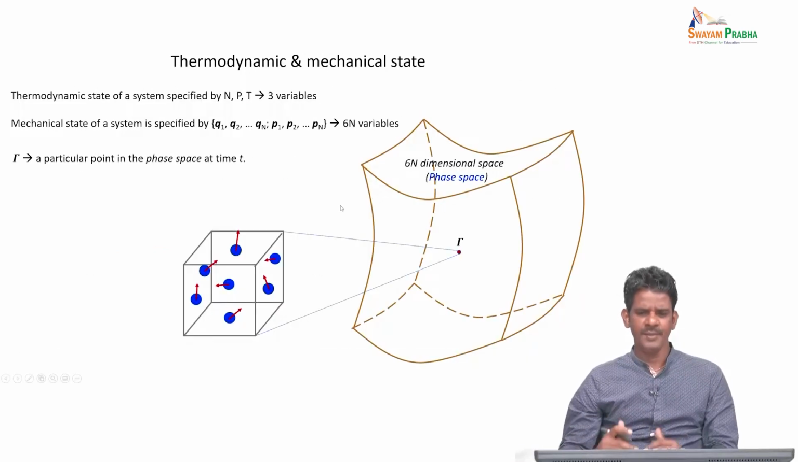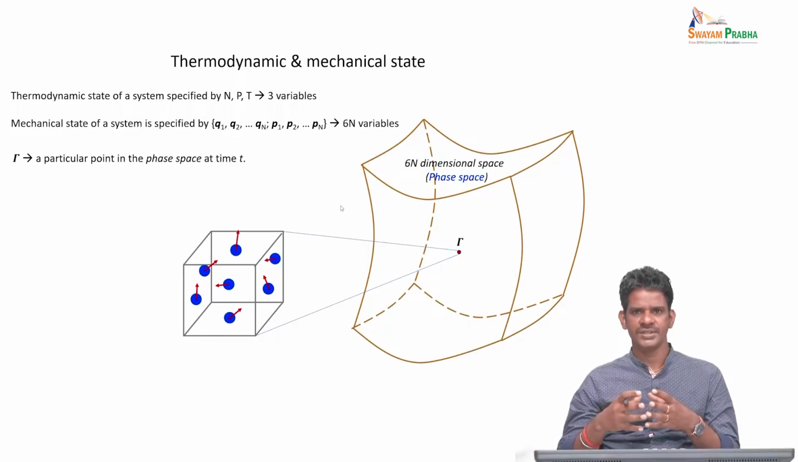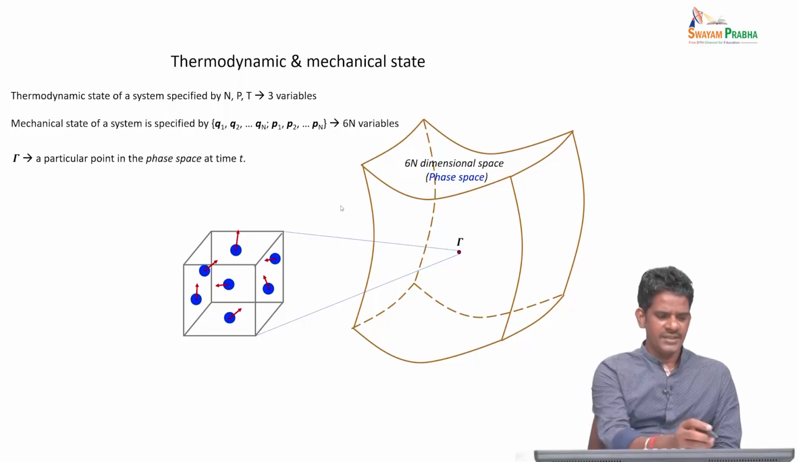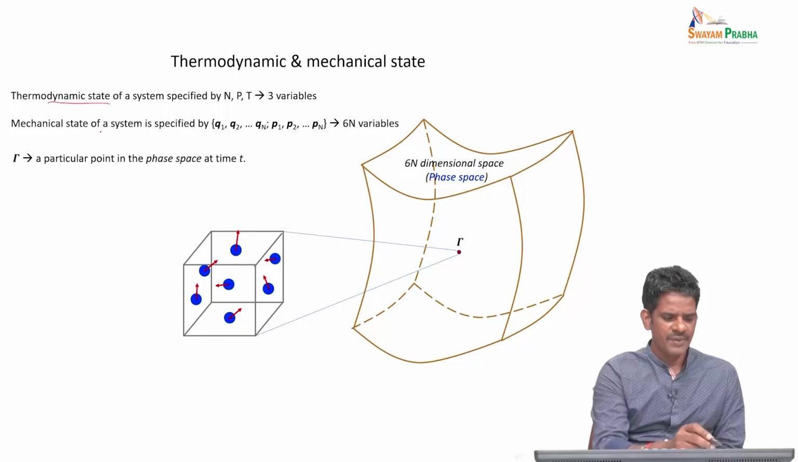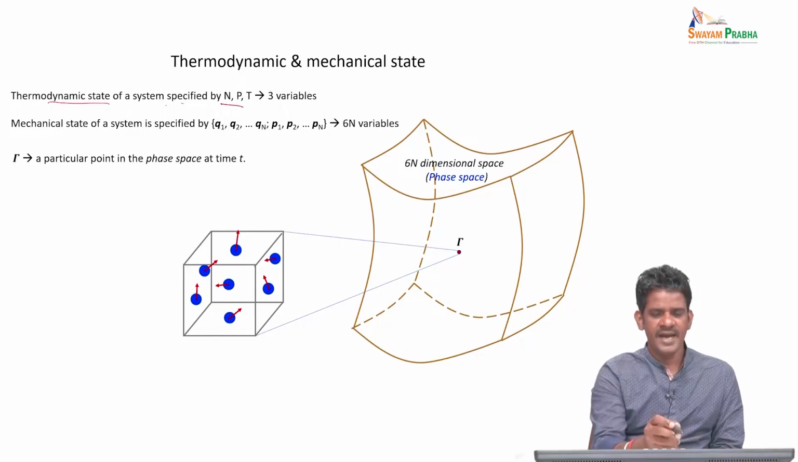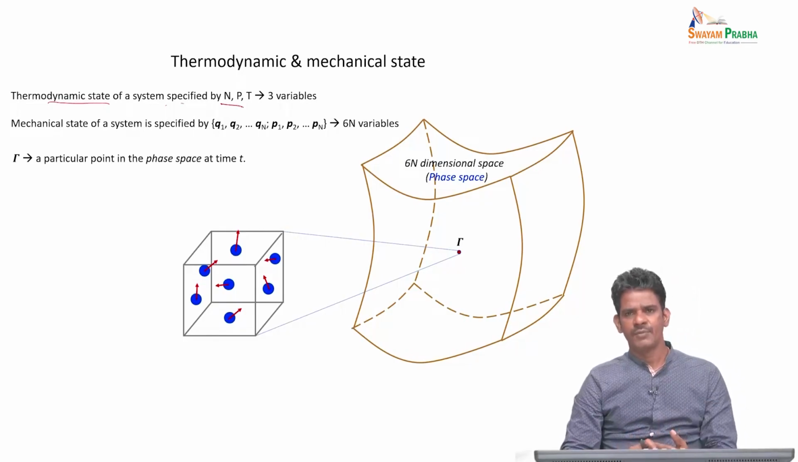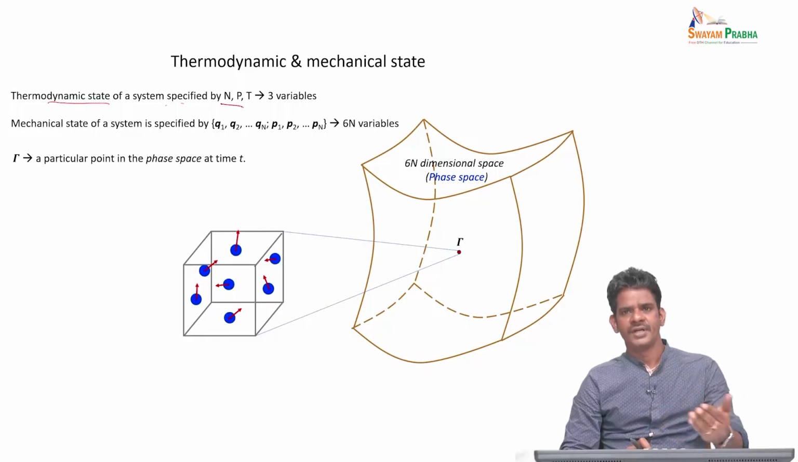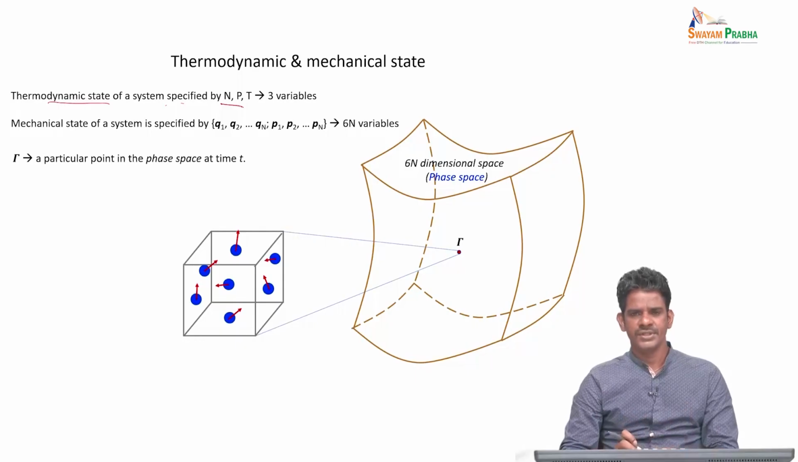So now I'm going to discuss certain terminologies and phrases which are going to be very important in this course because we keep referring to these terms now and then. I just now mentioned that a thermodynamic state of a system is specified by a handful of variables such as number of molecules, pressure and temperature, or you could mention volume, temperature and number of molecules. There are different combinations by which you can specify a thermodynamic state of a system, and how many variables are required depends on Gibbs phase rule.